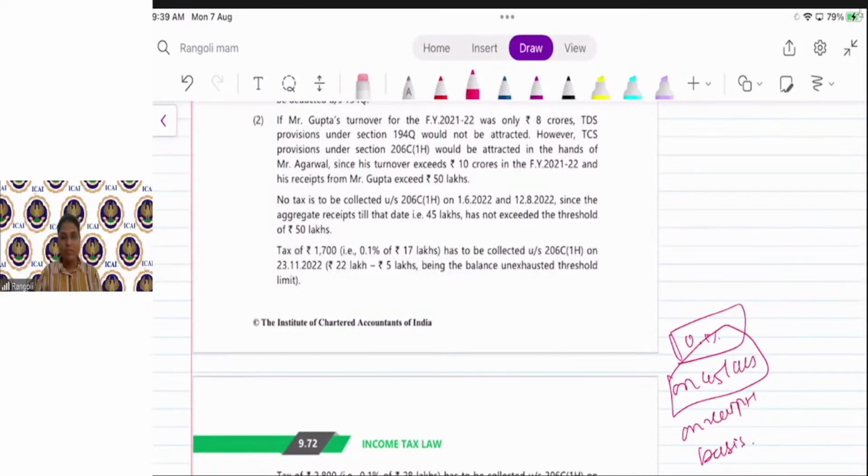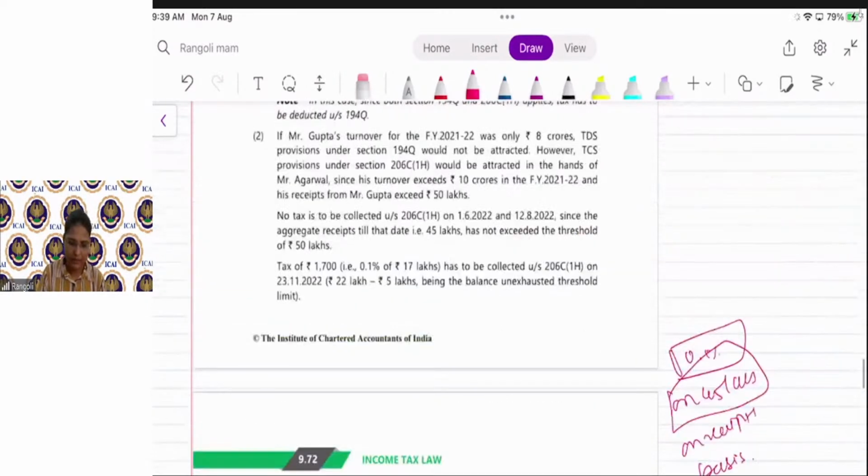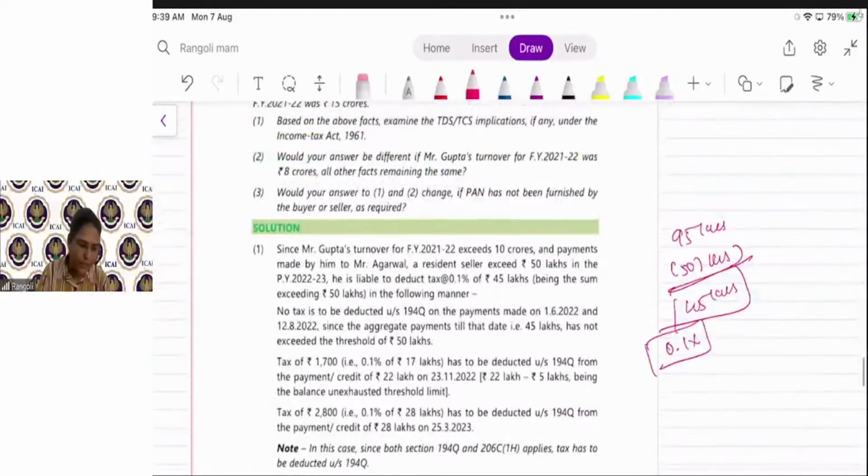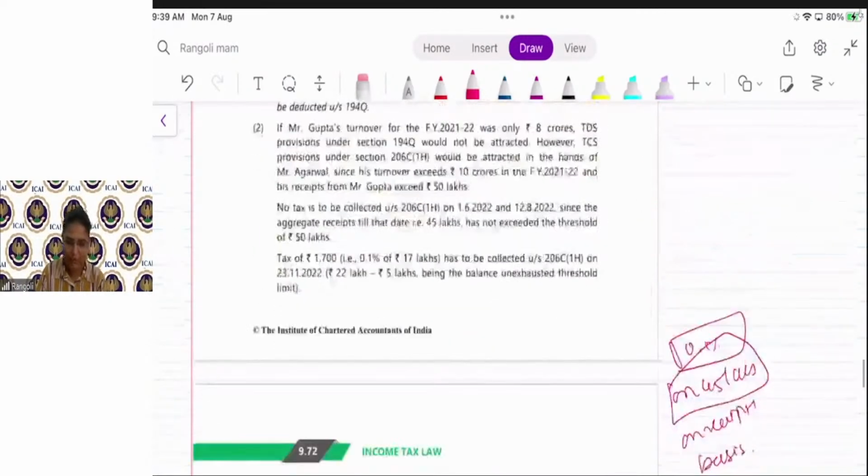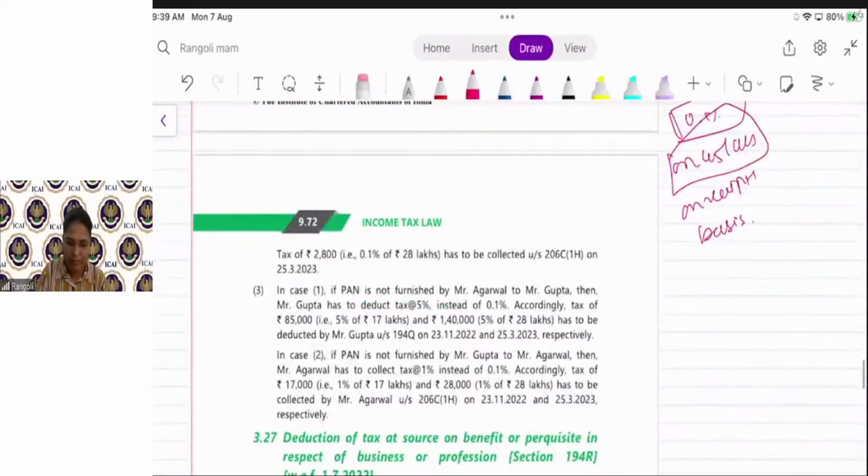Right, everyone? Everyone clear with this? Would your answer to 1 and 2 change if PAN has not been furnished by the buyer or the seller as required? Yes. See, in the first case, if Mr. Agarwal has not provided the PAN to Mr. Gupta, then Mr. Gupta is required to deduct TDS at the rate of 5%. That is the higher rate for 194Q. The higher rate is 5%, not the 20%. So in that case, Mr. Gupta is required to deduct TDS at the rate of 5%.